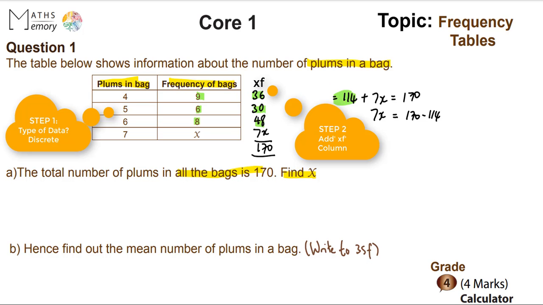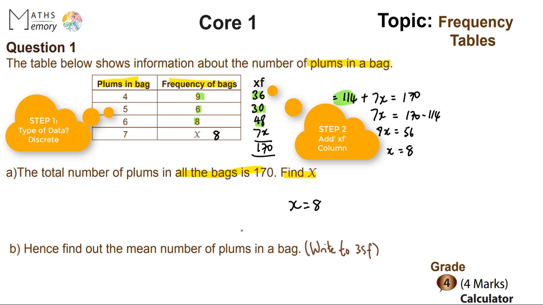Now 170 take away 114 will give us 56. 7x equals 56. x is a nice round whole number, 8. So this would give us 8 over here. There are 8 bags, each containing 7 plums. Find x. So x is basically 8. That is the answer over here. So indirectly, we're finding out if you understand how to calculate and interpret the mean. We'll be using this last column in a different way in the questions to come.